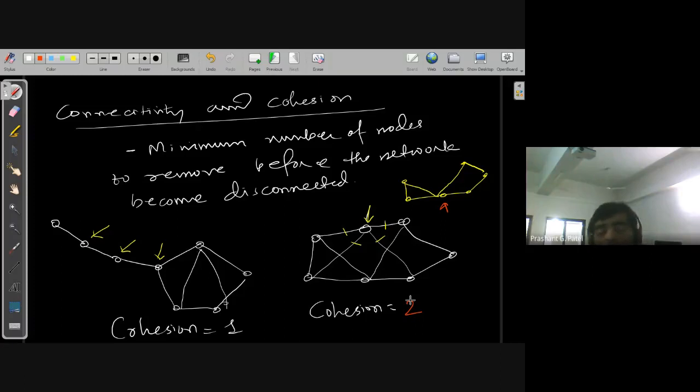That's it for this random graph. There are lots of other things we can talk about on small world graphs, but we are not going into detail because we don't have enough time.